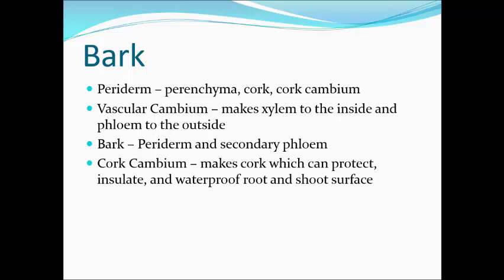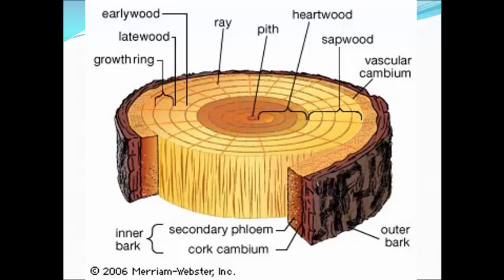And then as the plant grows, that cambium moves out. It creates more xylem on the inside, pushing out the old phloem and creating a new phloem underneath of that. And that old phloem ends up becoming part of that bark also. And then you have the cork cambium, which is just outside of that. It helps to make the cork and helps to insulate and basically waterproof the roots and the shoot surfaces and basically help to make the bark. So you got a nice little picture here. It kind of shows that whole process.